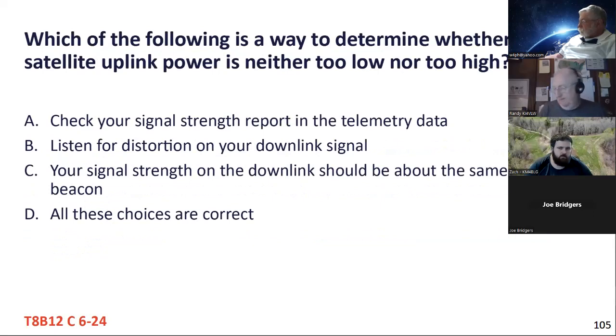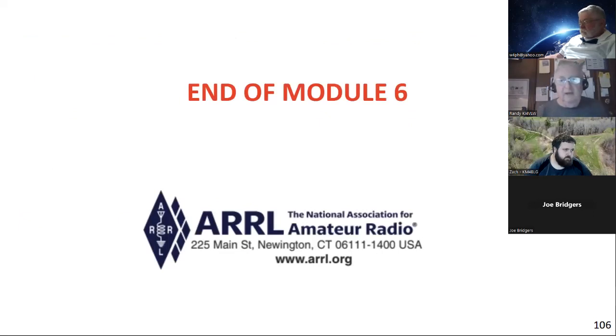Which of the following is a way to determine whether your satellite uplink power is neither too low nor too high? And that would be D. All these are correct. Again, C, your signal strength on the downlink should be about the same. Oh, okay. Not D, C. Okay. Yeah. Thank you, Howard. Like I say, I don't do this, and that's the end.